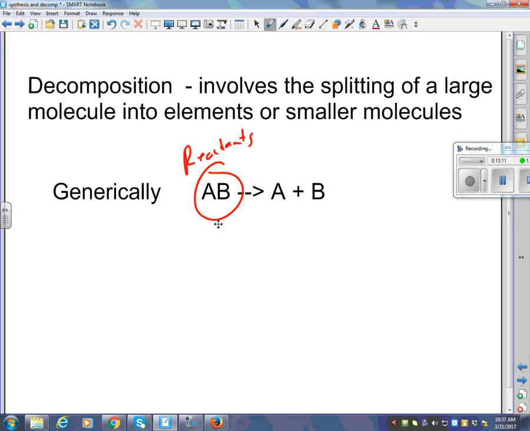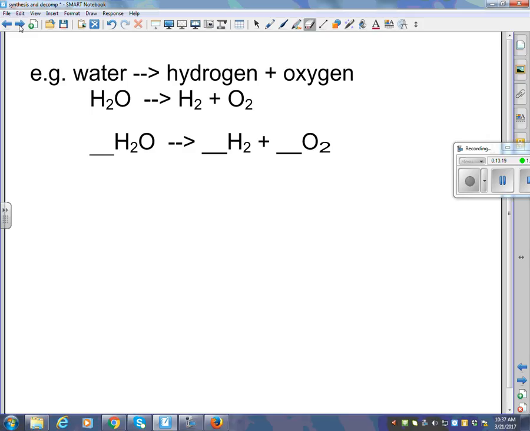Decomposition generally, there would be some energy on the left-hand side that causes the decomposition. But you're right, yeah. Okay? So if you have water and you apply electricity to it, it will break up into hydrogen and oxygen. This is a decomp reaction. Decomposition.